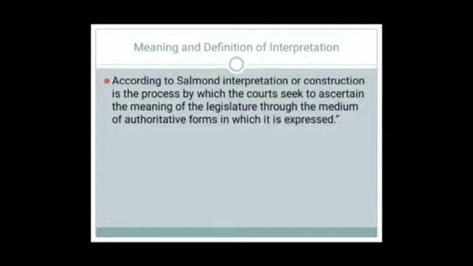And that is what is stated by Salmond, that by interpretation or construction is meant the process by which the court seeks to ascertain the meaning of the legislature through the medium of authoritative forms in which it is expressed. So this says that the object of interpretation of a statute is to determine the intention of the legislature, which is conveyed either expressly or impliedly in the language.